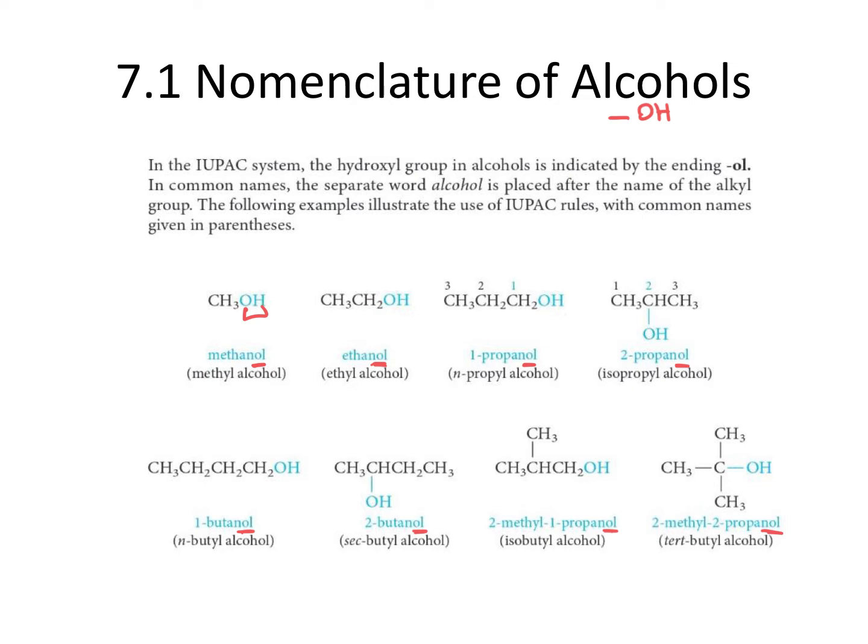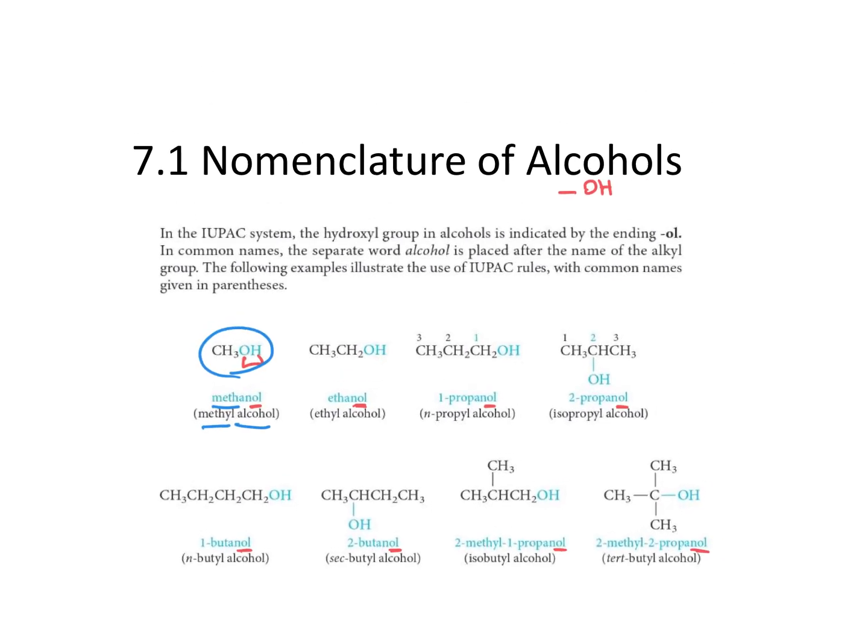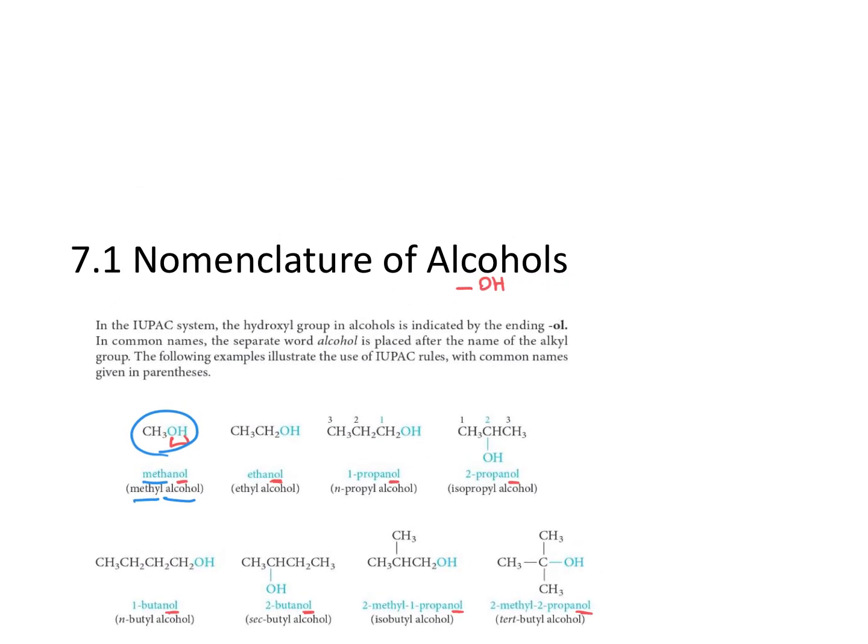So what is the other way to name them? Can anyone tell me based on what I wrote here? The other way is to explicitly say alcohol in the name. So one way to name this compound, for instance, is to call it methanol. The other is calling it methyl alcohol. And I'm going to make this smaller. So what is the name of this compound?